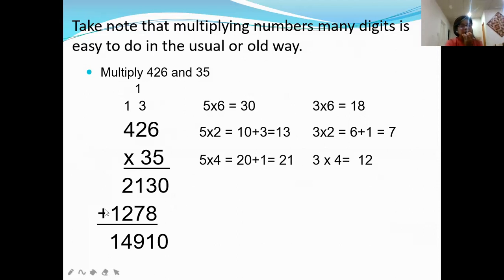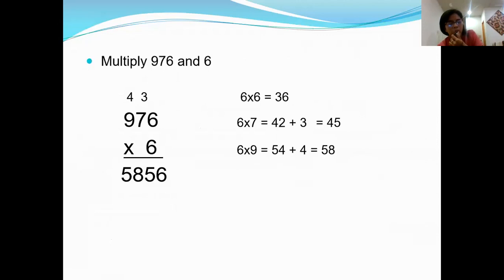Okay, so we have now 2130 and 1278. Then we are going to add these. So 0, bring down 0. 3 plus 8 is 11. Bring down 1. Carry 1 here. Then 1 plus 1 is 2 plus 7, that's 9. Then 2 plus 2 is 4. And bring down 1. So 426 times 35 is 14,910.